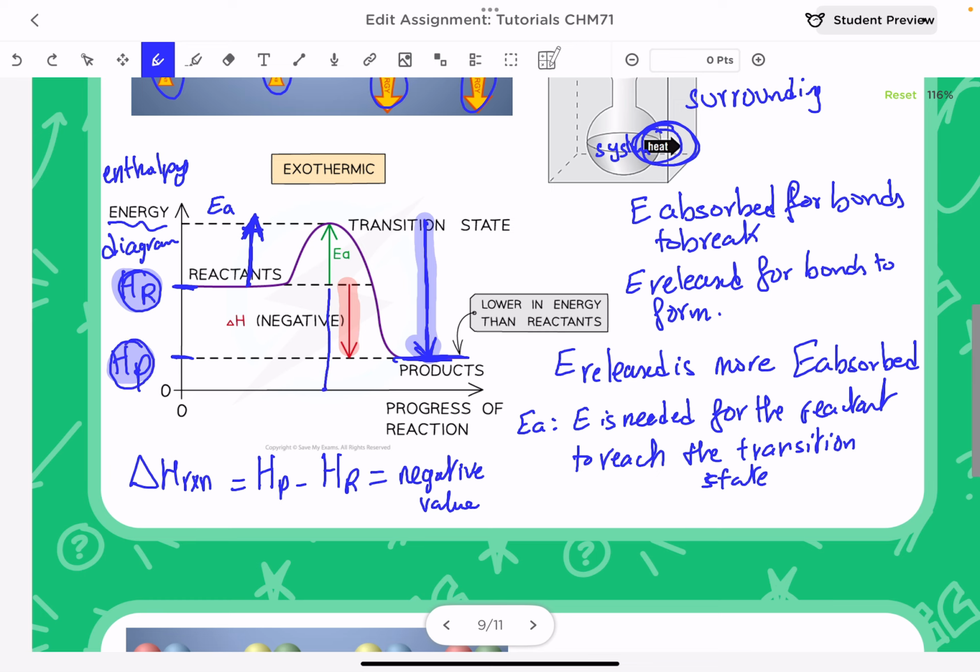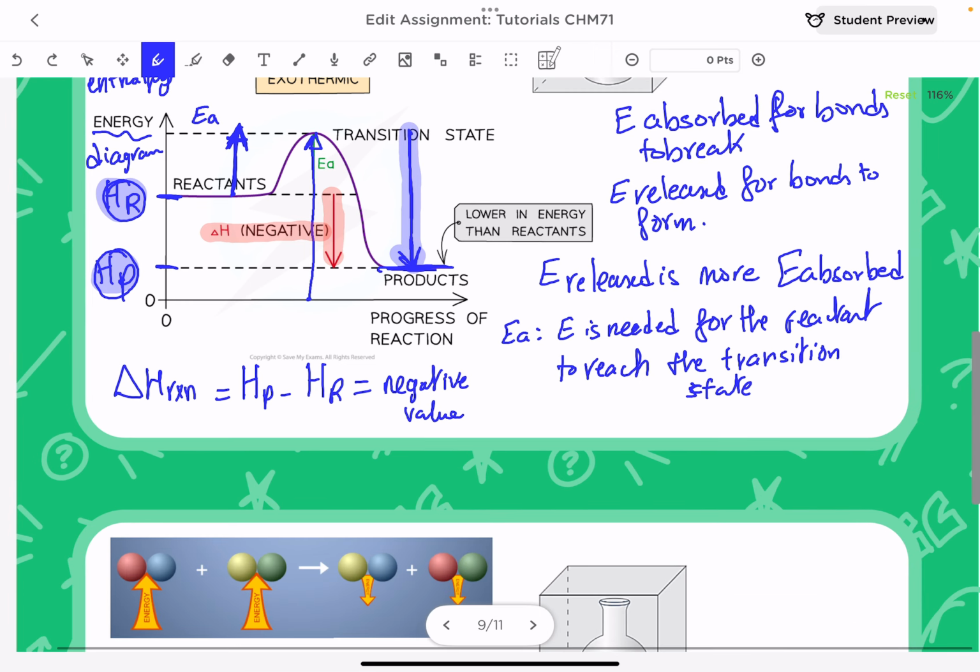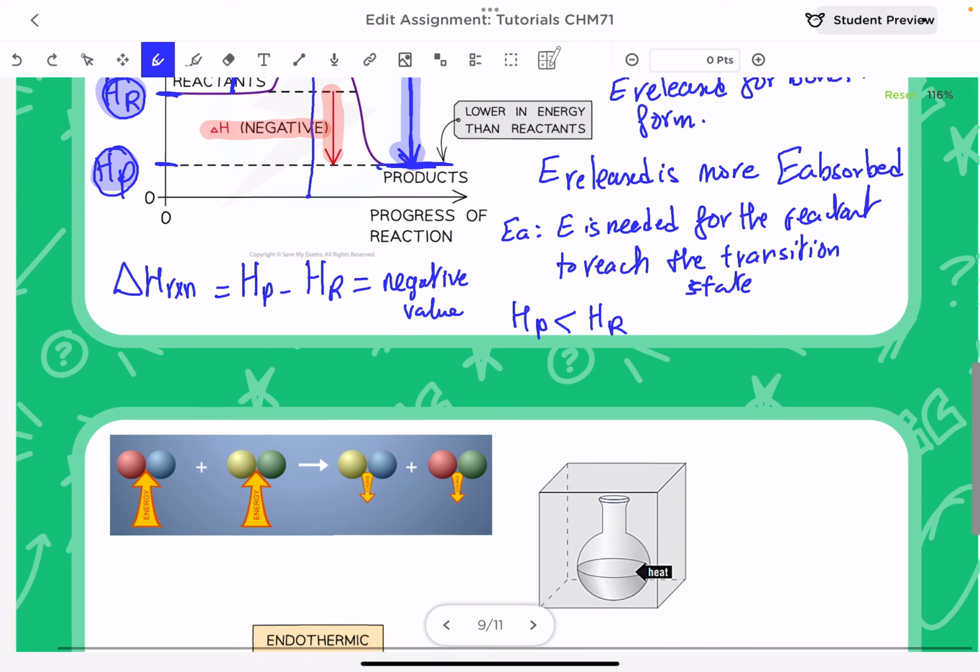Now from the x-axis till the top, it's called the activated complex. And the difference between enthalpy of product and enthalpy of reactant is what we know as the enthalpy change of a chemical reaction. So here note that the enthalpy of product is less than the enthalpy of reactant.